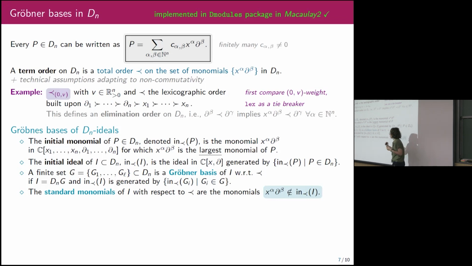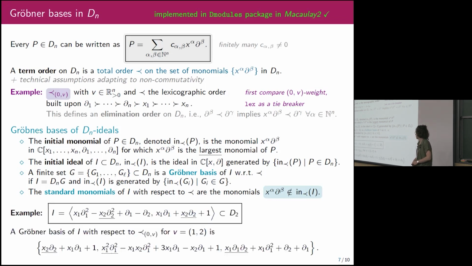But if it is true that your generators generate the initial ideal, then you say that your generators are a Gröbner basis of the d-ideal. The monomials which are not contained in the initial ideal are called the standard monomials, and these we'll use later to cook up the counterpart of master integrals.